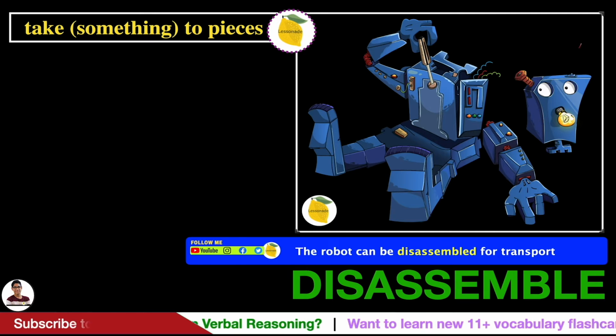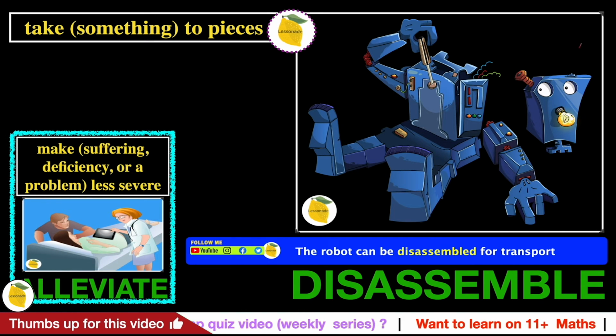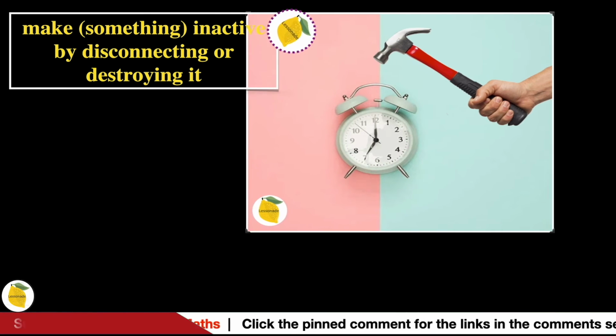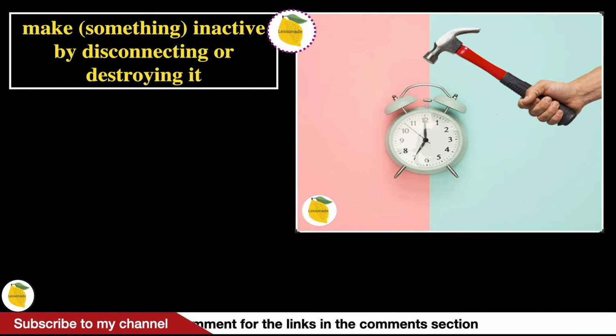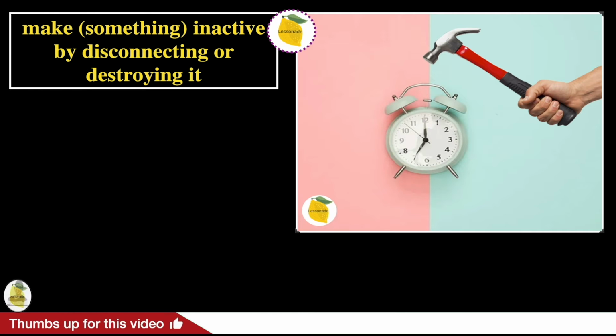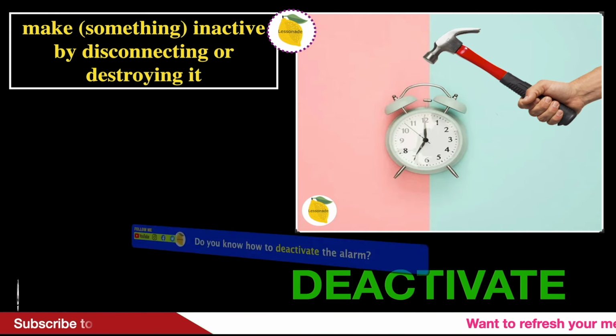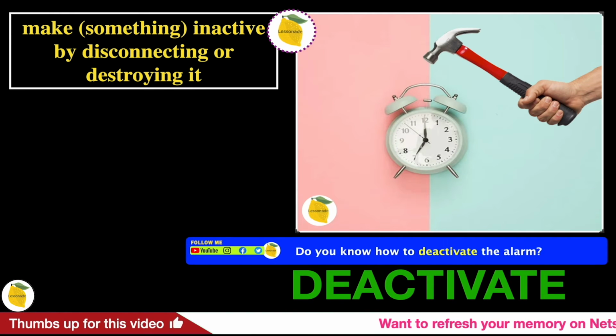So before we go on to the next one, let's try to recall the previous slide. And the previous slide is alleviate. Let's go on to the next one. The next one is make something inactive by disconnecting or destroying it. In this picture, we can see someone is about to destroy an alarm clock, and therefore the word will be deactivate. The sentence for this word is, do you know how to deactivate the alarm?